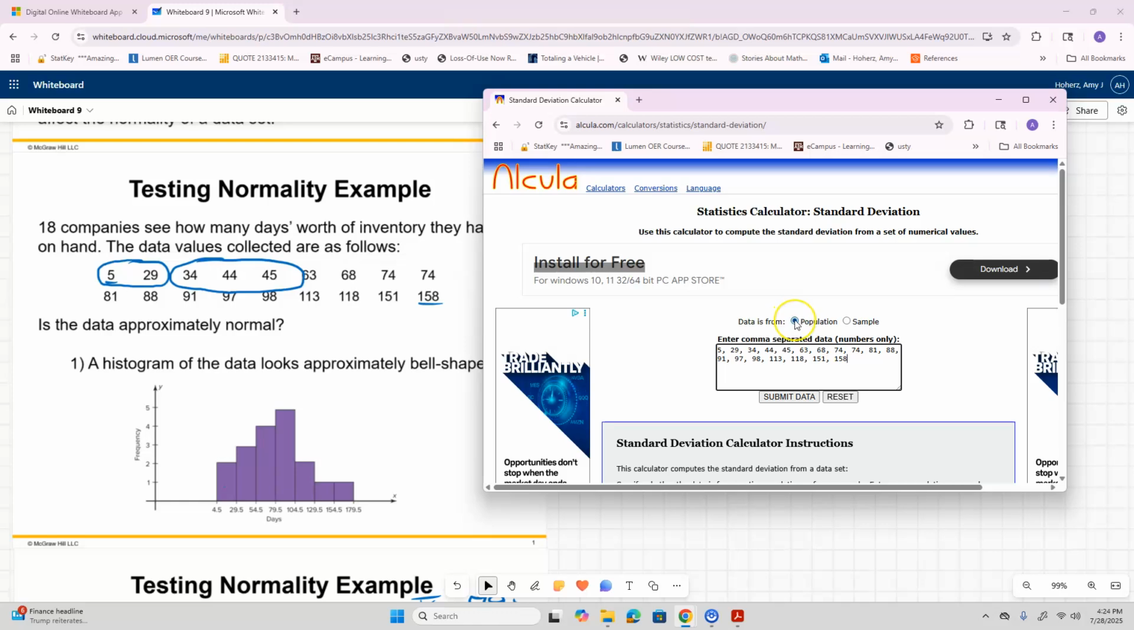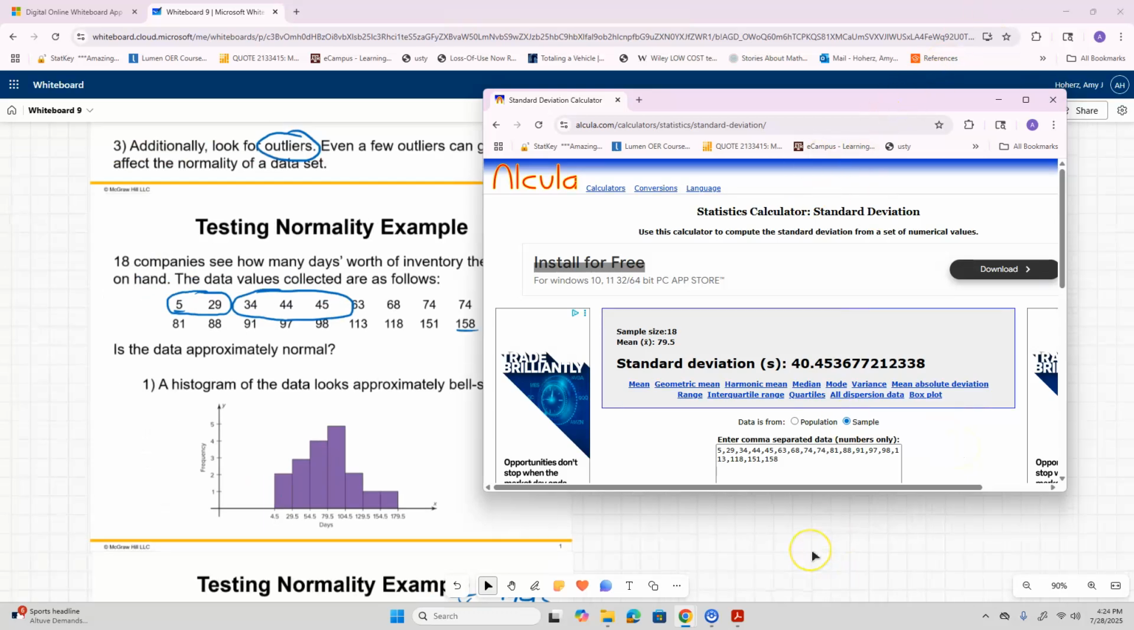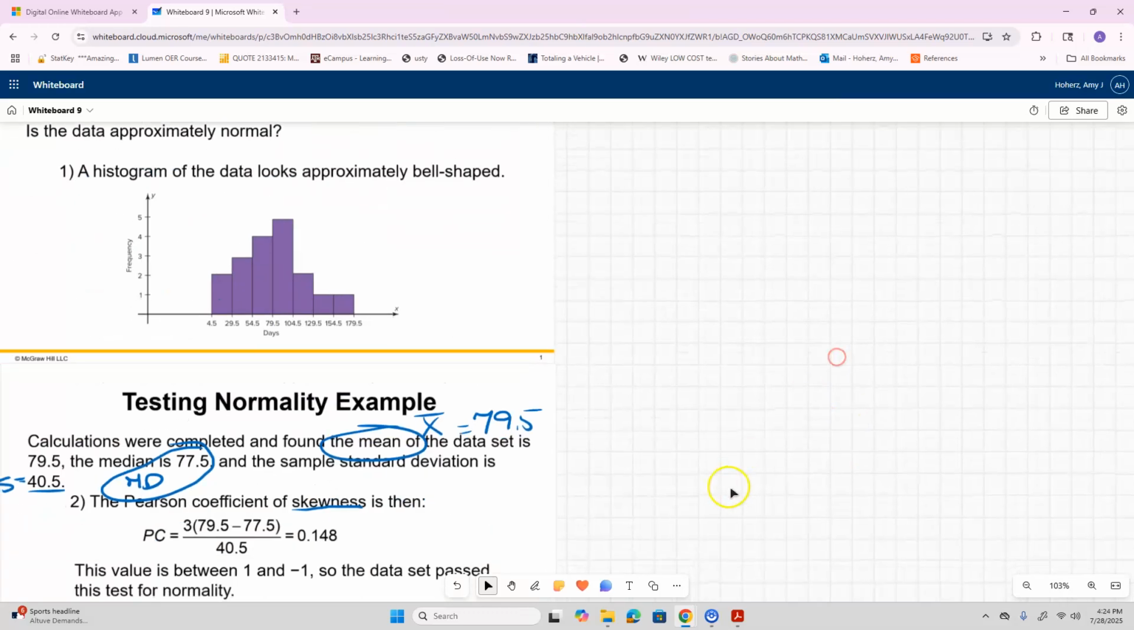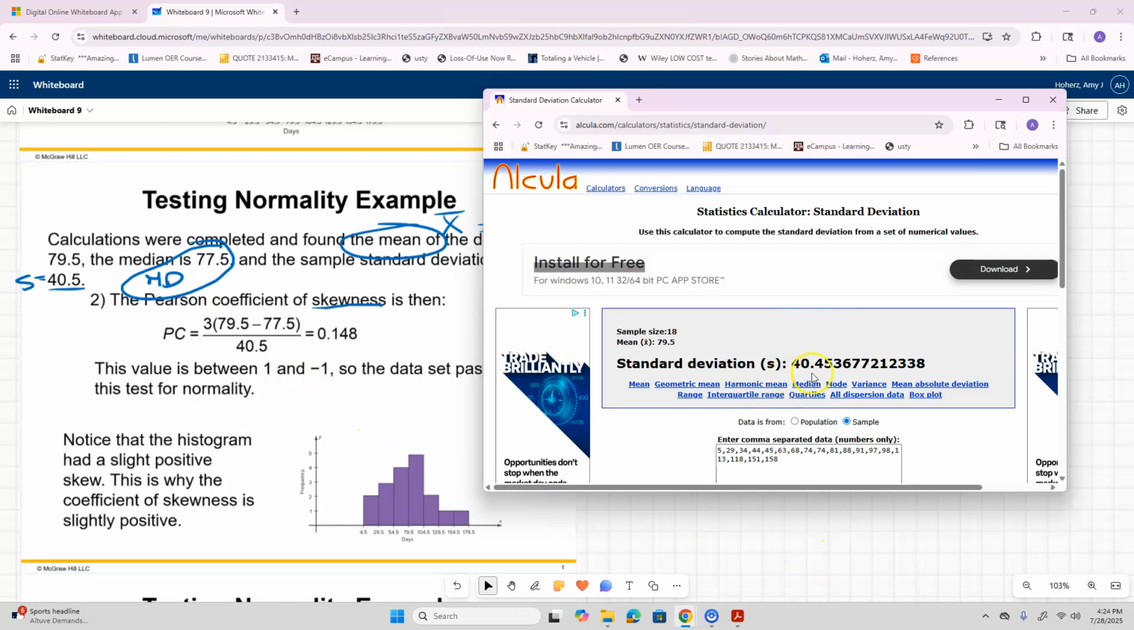The other thing you have to be really careful about when you use this: Elcula wants to know if it's a population or a sample, because remember, calculating the sample standard deviation is a slightly different calculation than the population standard deviation. So make sure you click sample at the top and submit data. And we have the same numbers that were given down here. So you have your S being 40.453677, which was recorded as 40.5. And then the mean is right here, you can see that, of 79.5.